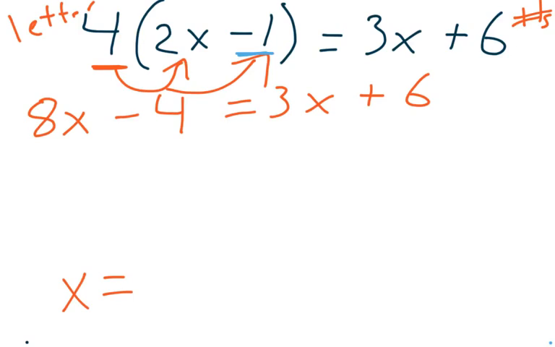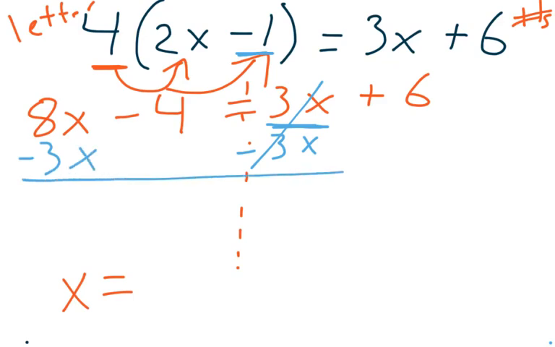Again, I want to get my x's on the left and my numbers on the right. So I have a positive 3x right here, and I want to do the opposite of adding, which is subtracting. So I'm going to subtract 3x from this side, and then what you do to one side, you have to do to the other. So I'm going to do that over here as well. So 8x minus 3x gives me 5x minus 4 equals, and then I bring down the 6.